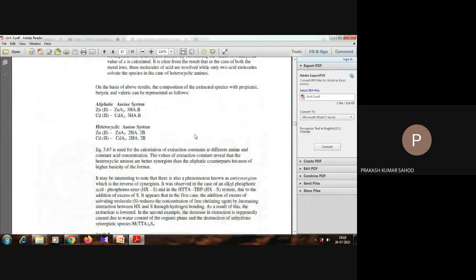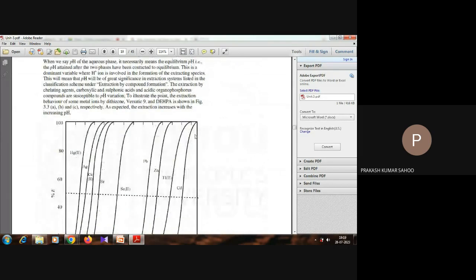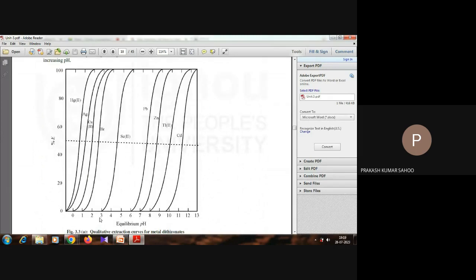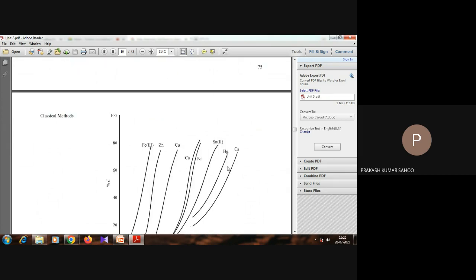Then we will have different system factors affecting extraction, already discussed. This is the pH factor, and this is the percentage of E versus equilibrium pH. With change in pH, the efficiency increases, right? So this is for a particular metal, like mercury 2. If it is 0, the efficiency is 0. If the pH gradually increases, that is acidity changes, the efficiency also increases, right? So these things you have to analyze.